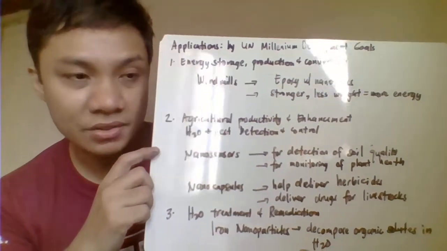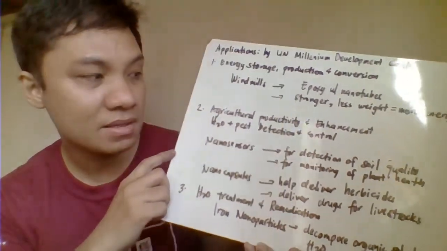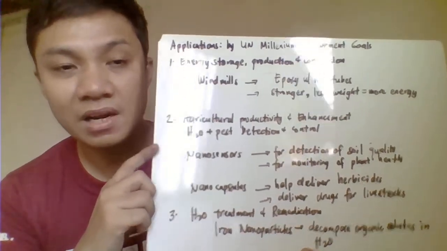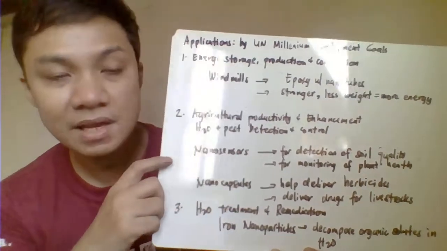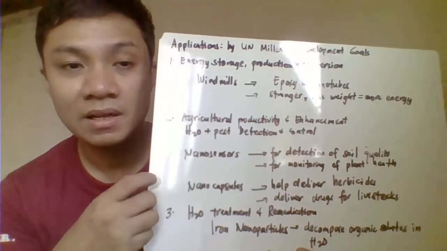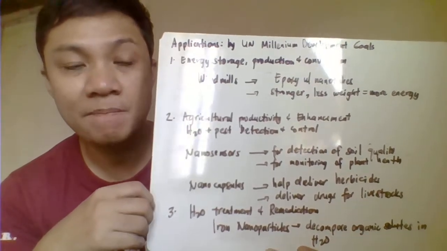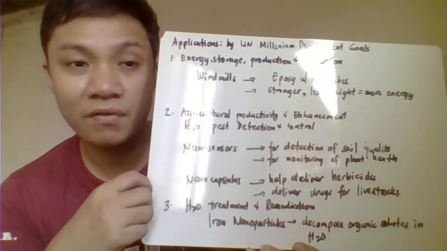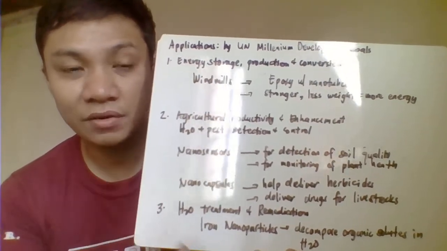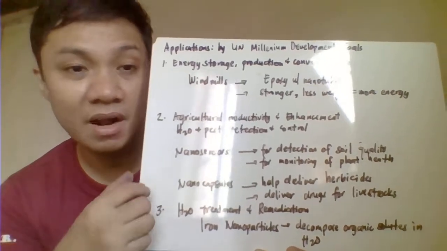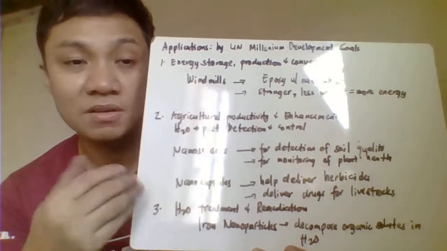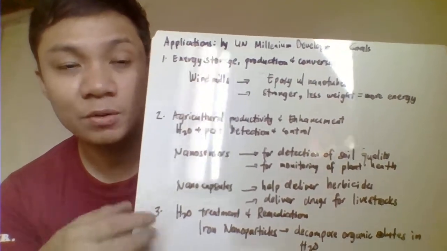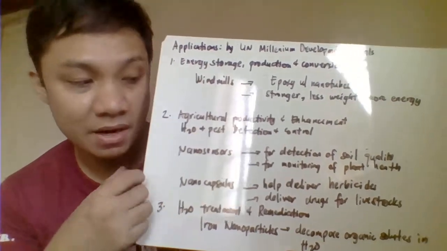Next one, we have agriculture, productivity and enhancement. And even here, we have pest control and detection. For application in agriculture, for example, we have nanosensors. Nanosensors is a sensor that would, number one, scan for the fertility or the quality of your soil. It could also sense the condition of the plant or whatever crops it is, which will help you manage and know if the plant is sick or not. If it is sick, that would enable the farmers to treat it in order to have an increased yield of the crops.